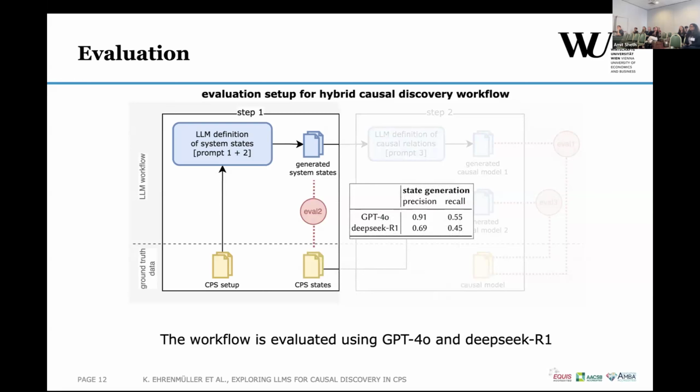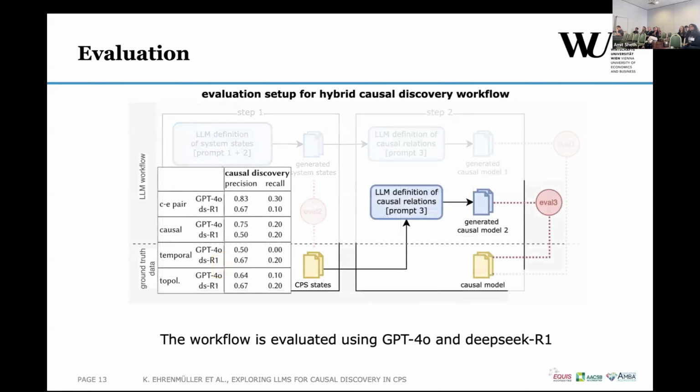So going into details on evaluation, we also just checked step 1. So now we just go to the generated system states and look at how close they are to the ground truth system states. So this one was a lot better. So you can see that if you don't do the validation along the way, there can be some decrease in performance.